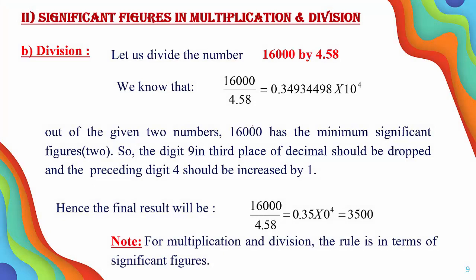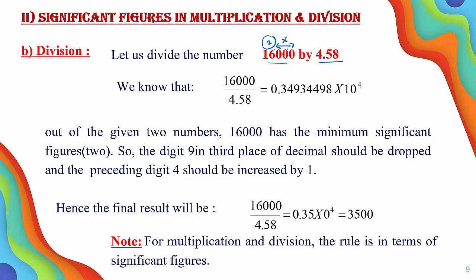Now you can observe the division. Let us divide the number 16,000 by 4.58. Before dividing these two numbers, first you have to observe how many significant figures are present in both numbers. Now tell me, how many significant figures are present here? Only two significant figures, 1 and 6. These zeros are not considered.